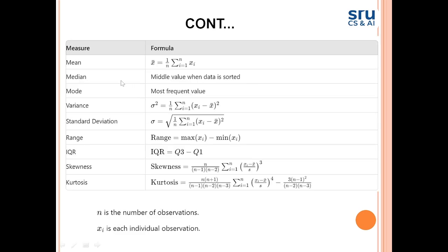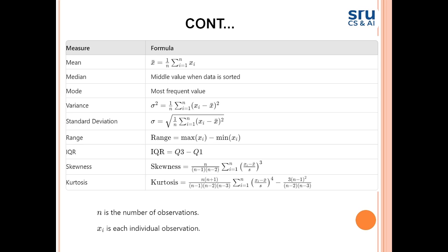How can we represent the mean by an equation? It can be given by this formula. Here n is the number of data samples, xi is the individual data sample. Then we have median, the middle value when data is sorted, and mode, the most frequent value. Variance is given by this equation. Standard deviation is given by this equation and it is denoted by sigma. Range is maximum minus minimum.